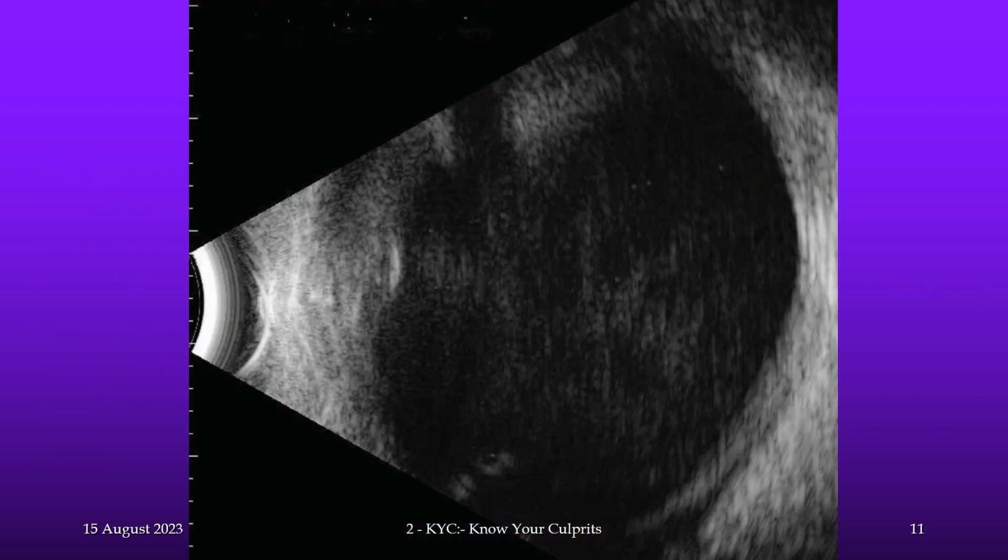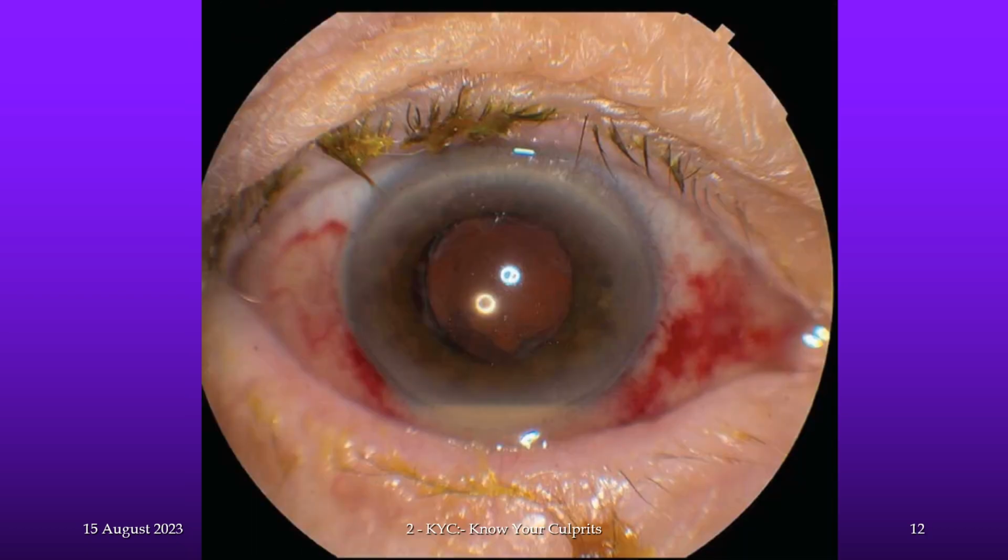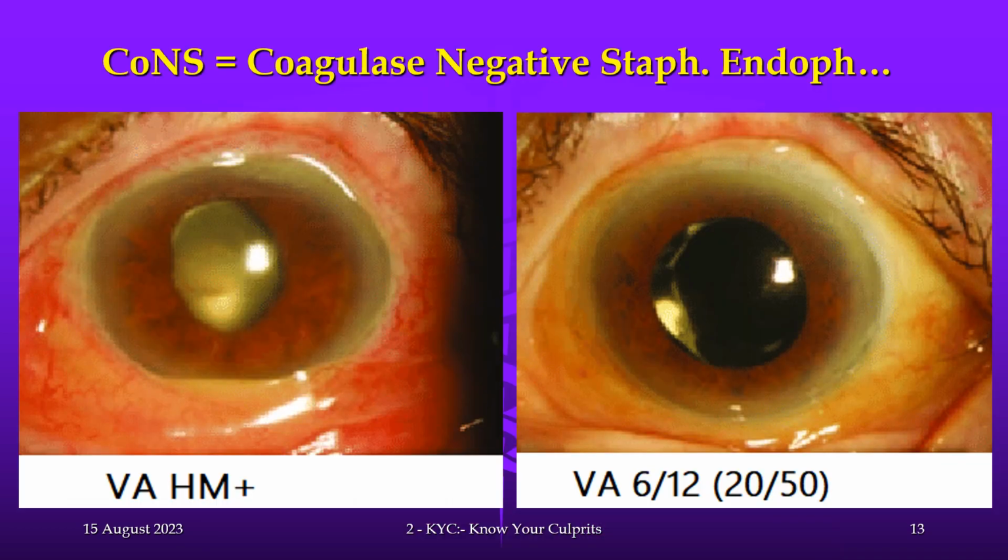On B scan, the vitreous looks pretty much clear, just a very mild inflammation or mild haze. Anterior chamber also is clear, vitreous is also clear, so quite often we can even see the glow in these patients. Presenting vision usually is finger counting or hand movement, and the end result is very good, giving nearly 6/12 or 6/18 vision. So the visual prognosis of CONS endophthalmitis is usually pretty good.